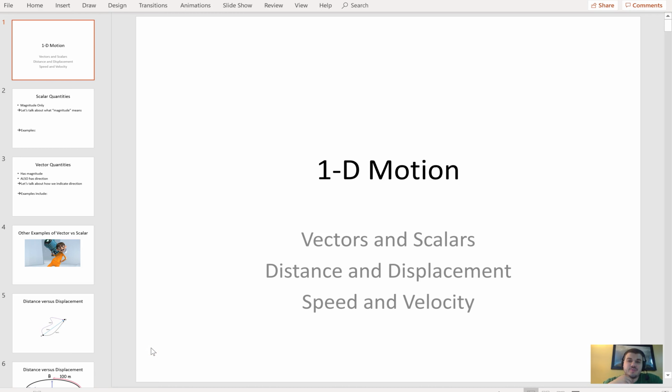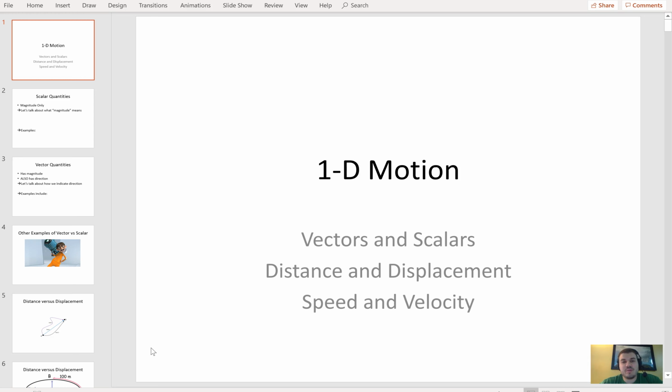Welcome back. So at this point, you should have completed our work with lab number 1, looking at position and velocity versus time graphs, and done the practice with working with those graphs. And now what we need to do is incorporate a few formal definitions of things here in physics that will be important for the remainder of this year and beyond.